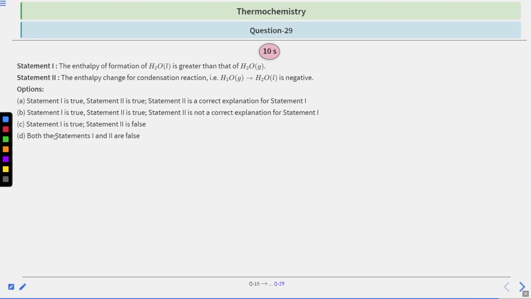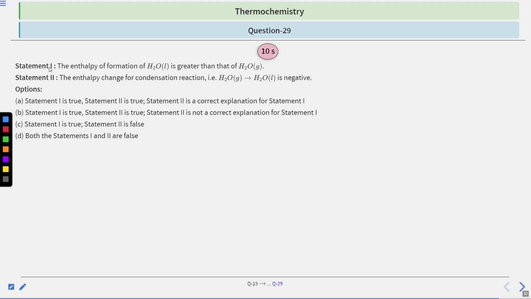Let's move to the last question, number 29. Statement 1: the enthalpy of formation of H2O liquid is greater than that of H2O gaseous. Statement 2: the enthalpy change for the condensation reaction from H2O gaseous to H2O liquid is negative. Options: statement 1 is true, statement 2 is true, and statement 2 is a correct explanation for statement 1. Statement 1 is true, statement 2 is true, but statement 2 is not a correct explanation for statement 1. Statement 1 is true and statement 2 is false. Both statements 1 and 2 are false. So you have 10 seconds to solve this question. After that, we will see the answer.